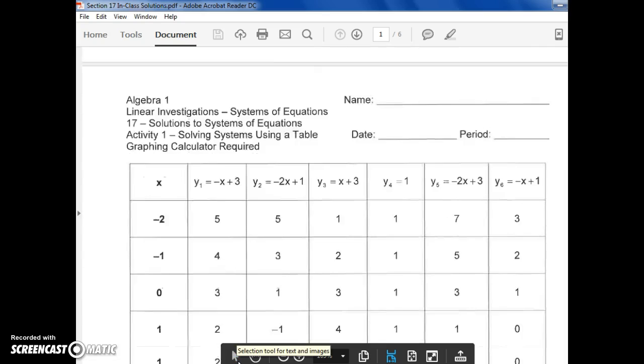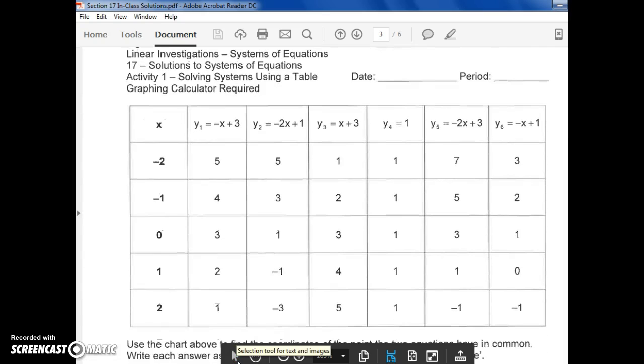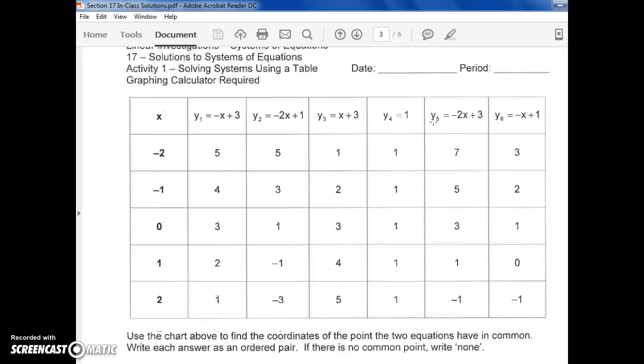In activity 1, we're taking it a little step further. Now we have those values, negative 2, negative 1, and so on for the inputs, but now we have 6 equations to look at, y sub 1, y sub 2, and so on. So the directions say use the chart above to find the coordinates of the points the two equations have in common. Write each answer as an ordered pair. If there is no common point, write none.